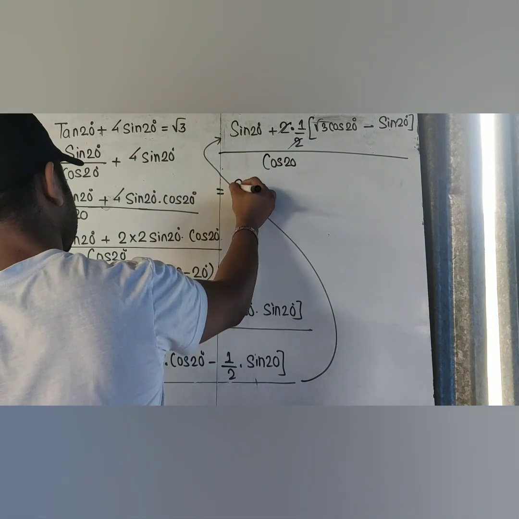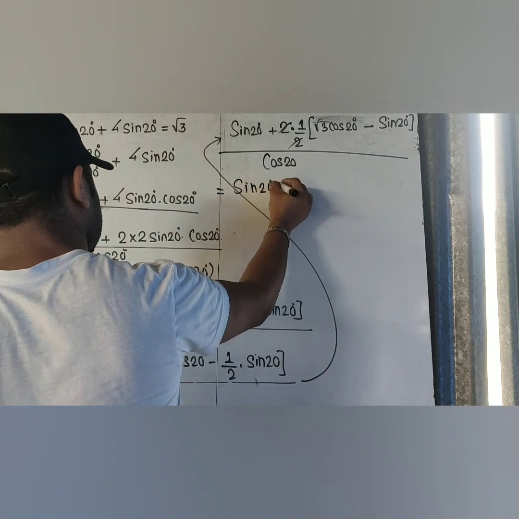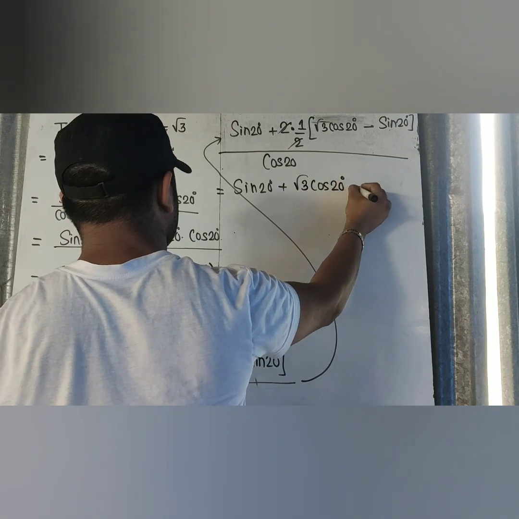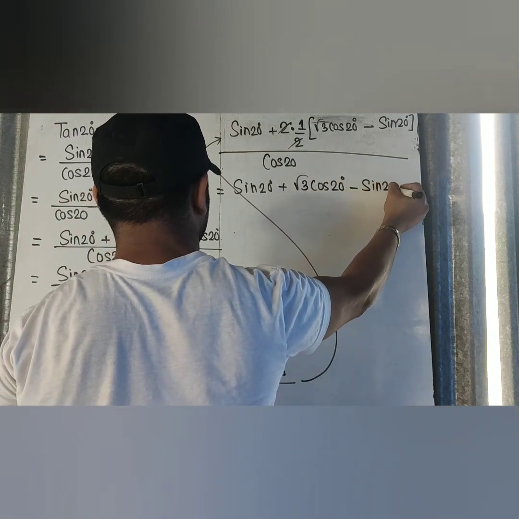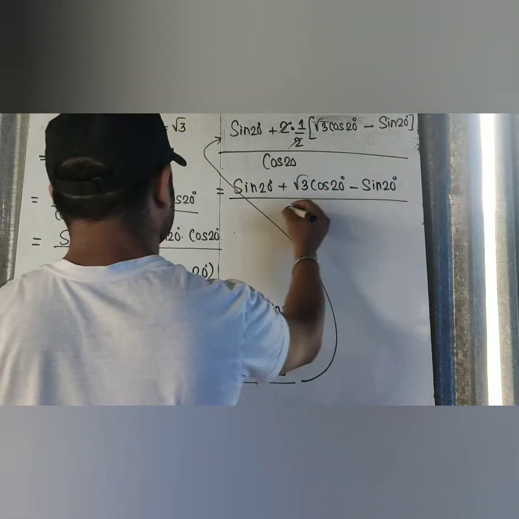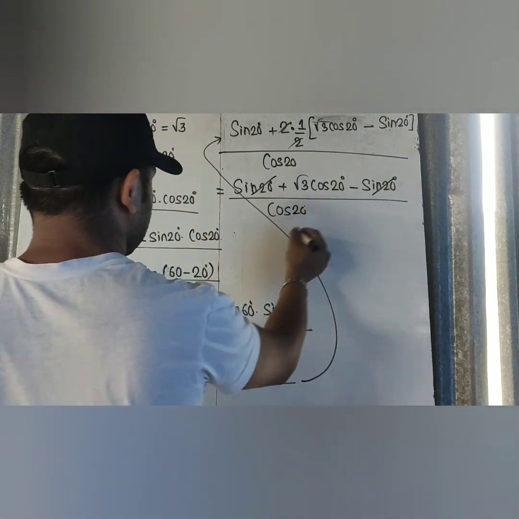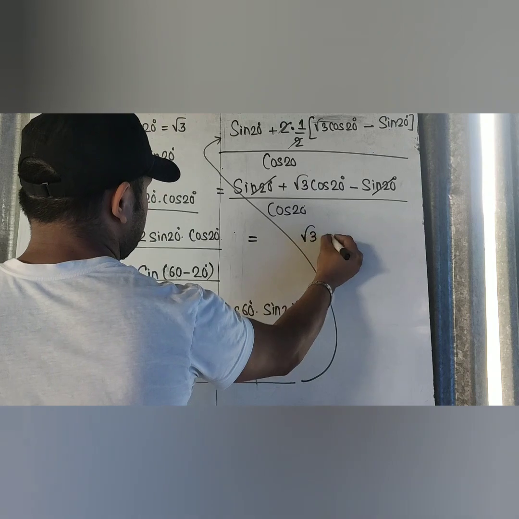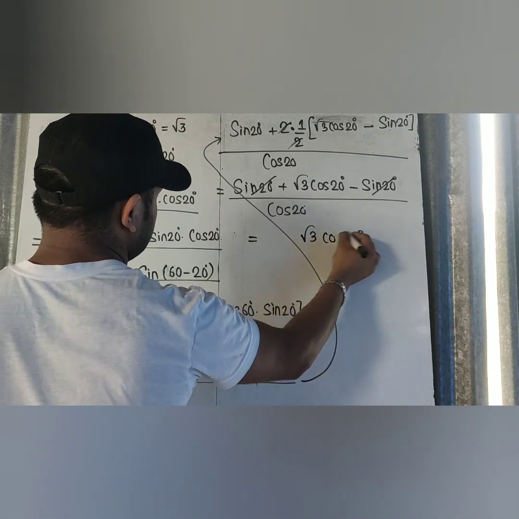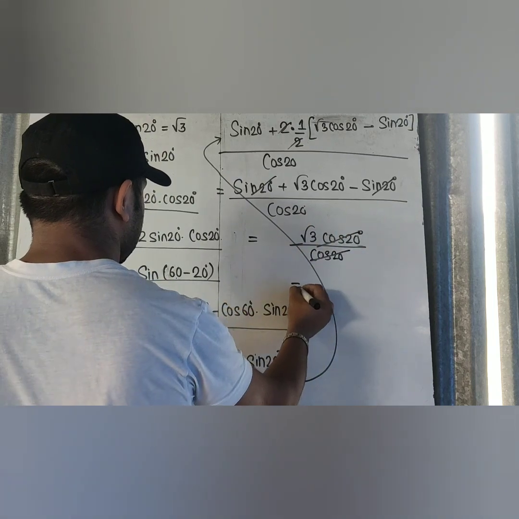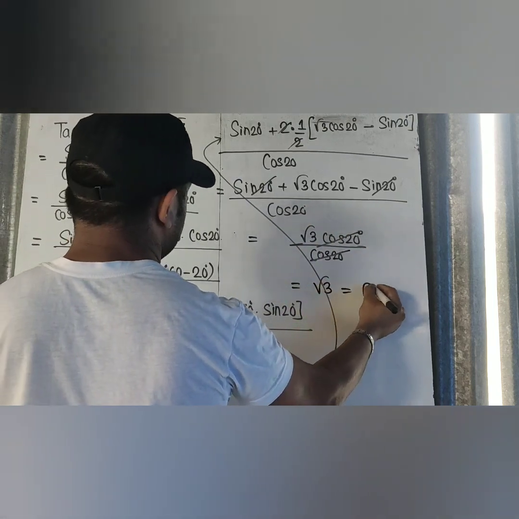Now what is left here is sin 20 plus root 3 cos 20 minus sin 20 divided by cos 20. Now plus sin 20 minus sin 20 cancel. Now what you have left is root 3 cos 20 by cos 20. So when you cancel this cos 20, you have root 3 left, which is our RHS.